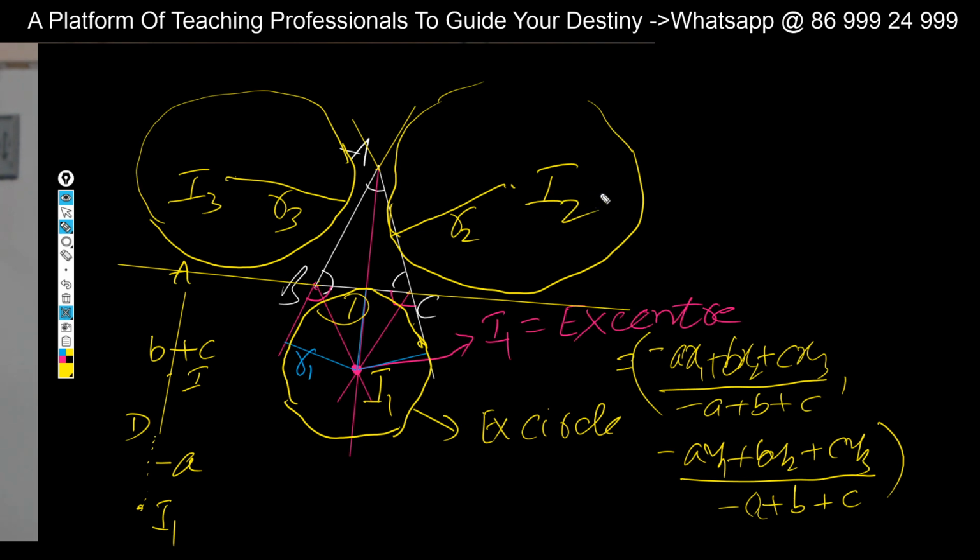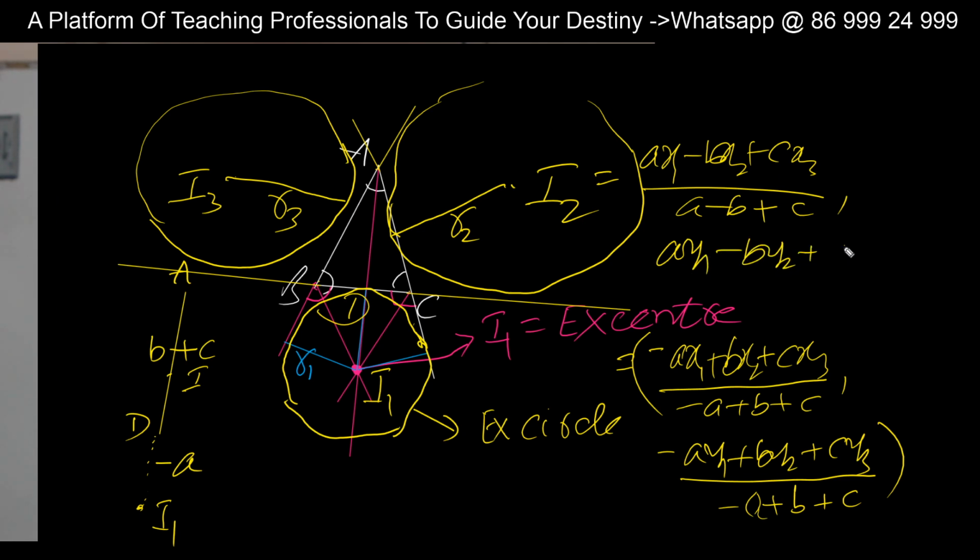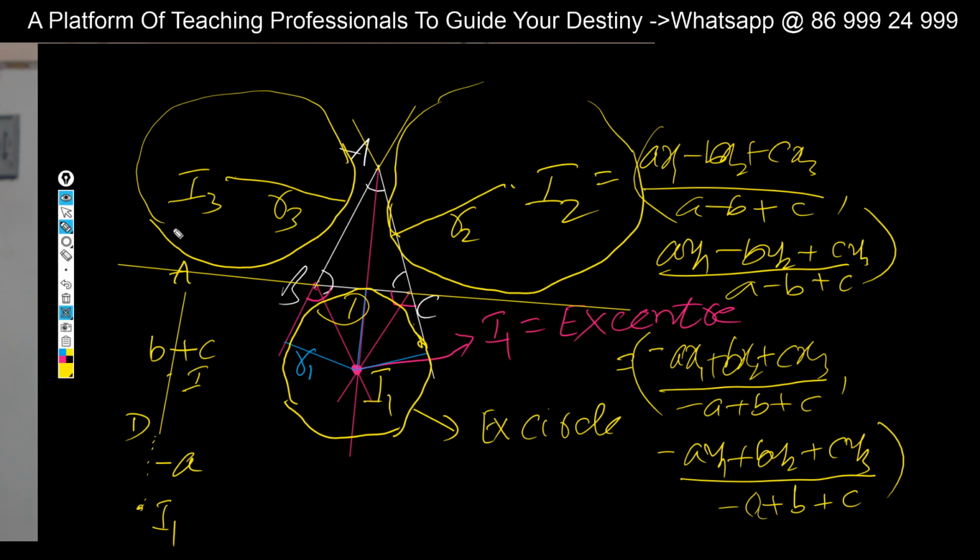So how does the formula change for I2? For I2, the formula will be simply (ax1 minus bx2 plus cx3) divided by (a minus b plus c), comma, (ay1 minus by2 plus cy3) divided by (a minus b plus c). And thereby you can understand how I3 changes. I3 will be (ax1 plus bx2 minus cx3) by (a plus b minus c), (ay1 plus by2 minus cy3) by (a plus b minus c). So like this, these 3 centers exist.